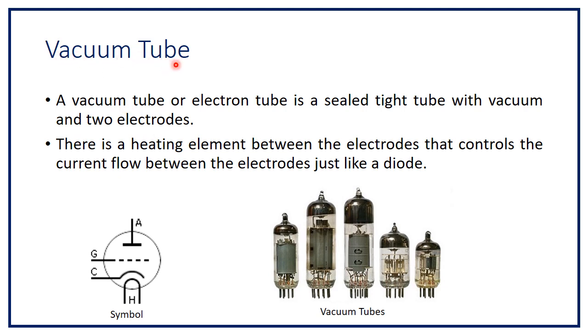Vacuum tube. A vacuum tube or electron tube is a sealed tube with a vacuum and two electrodes. There is a heating element between the electrodes that controls the current flow between the electrodes, just like a diode. This is the symbol of a vacuum tube, and here we have shown pictures of vacuum tubes of different sizes.